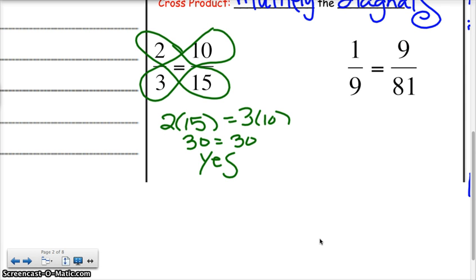Yep. I do something similar to that in elementary school. I would multiply 2 by 15 and divide that by 3, and if it's 10, it's proportional. Sure, that's the same idea.